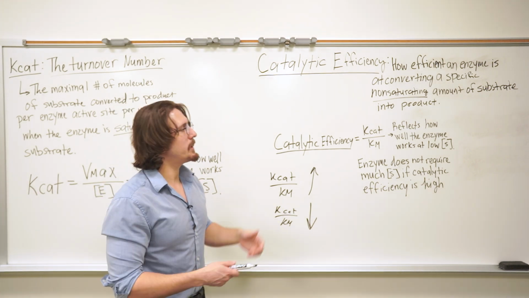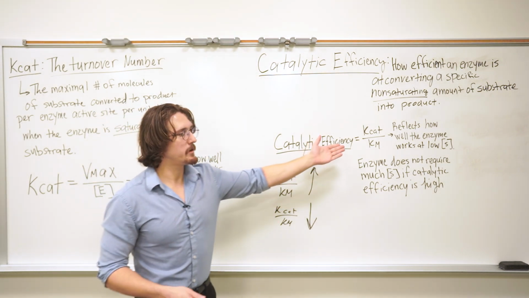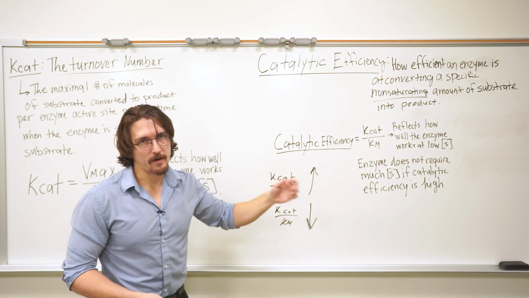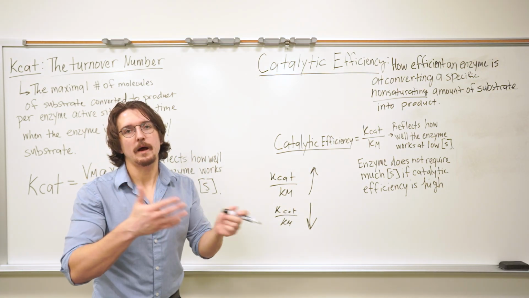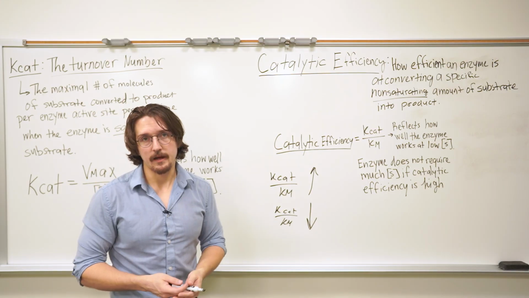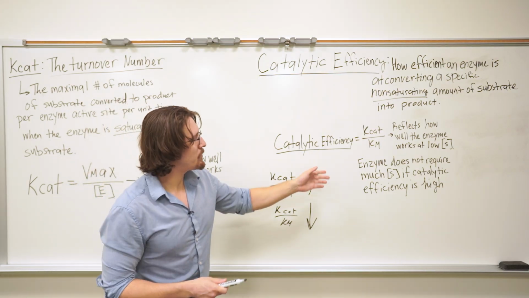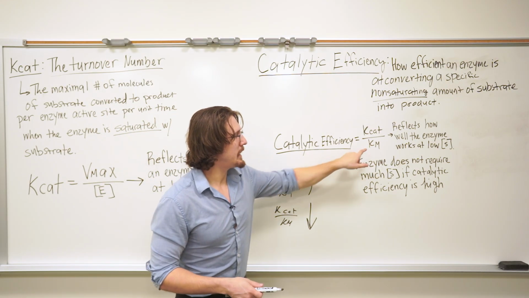And you might see questions on the MCAT where they give you a kcat value and a Km value, and they ask you to compare how efficient two enzymes with varying Km and kcat values are. And for those questions, you would need to know this equation and make those calculations.